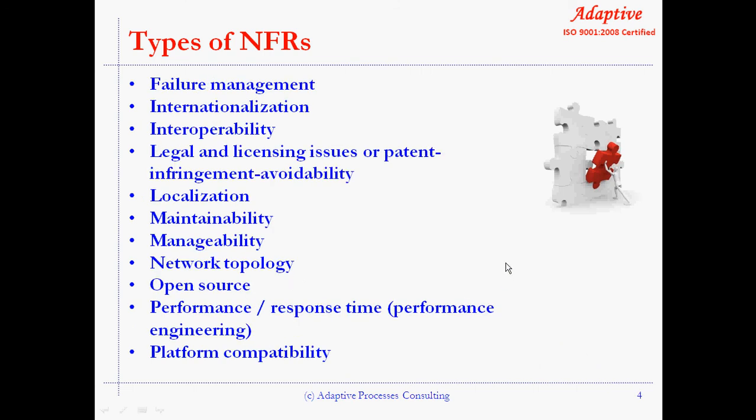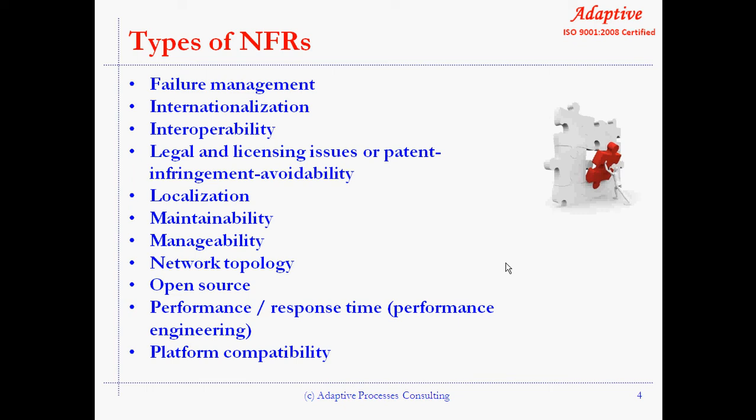The next set is failure management, which is basically if the application fails, how the application is going to be managed, or obviously any hardware device or software device can fail due to any reason, and what is the mechanism to handle that. Internationalization basically indicates that if you are wishing to use the application across the globe, the number formats, the date formats, the decimal formats all change across the globe, and this application should be able to handle it. Interoperability indicates whether the application can be used on multiple platforms.